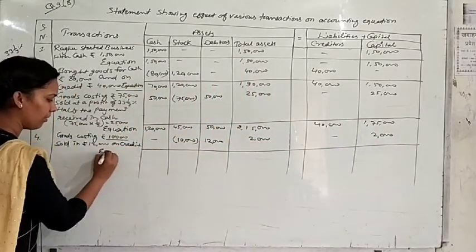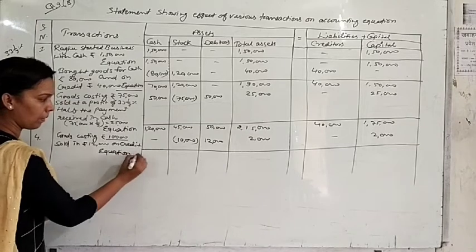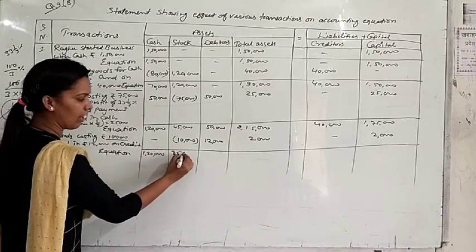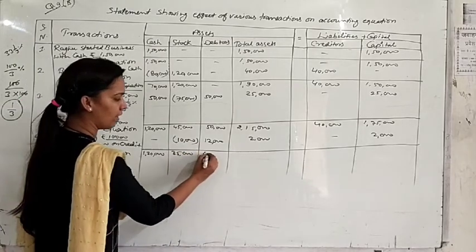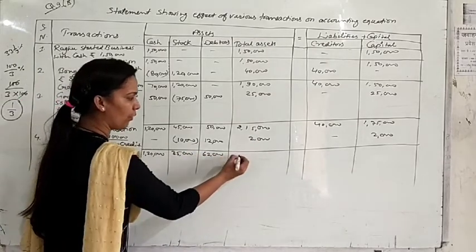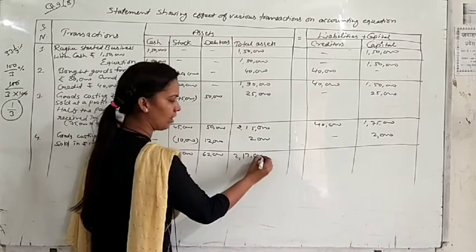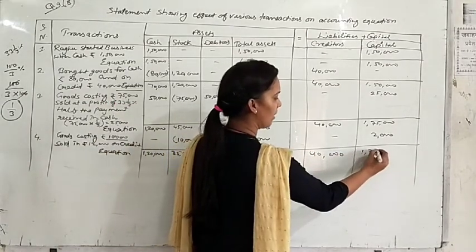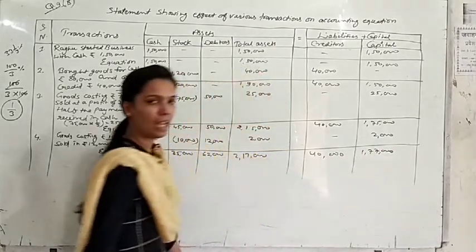Again now equation, 1,20,000. 45 minus 10, that is 35,000. 50 plus 12, that is 62,000. 215 plus 2, 2,17,000. 40,000 is the amount of creditors, and 1,77,000 is the amount of capital.